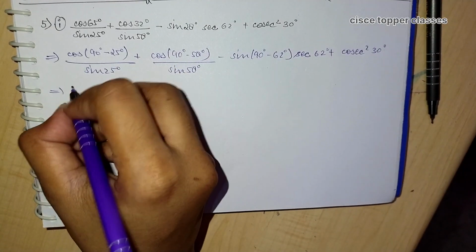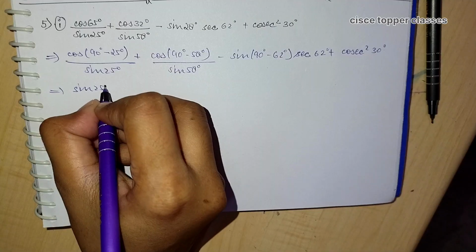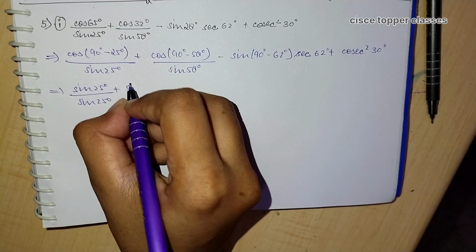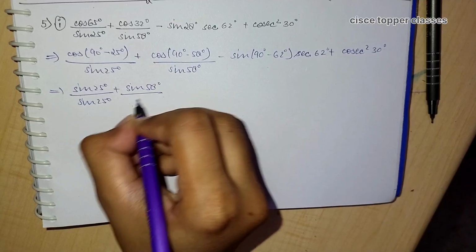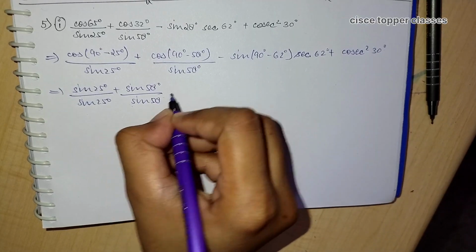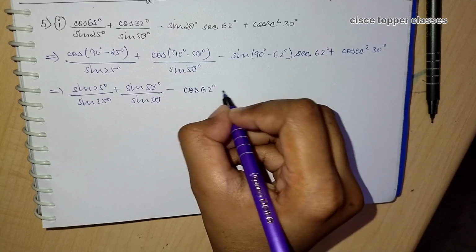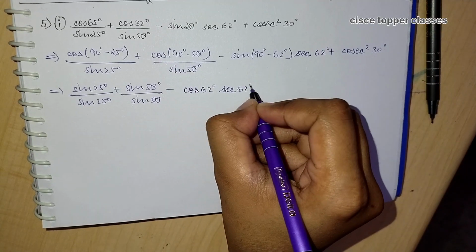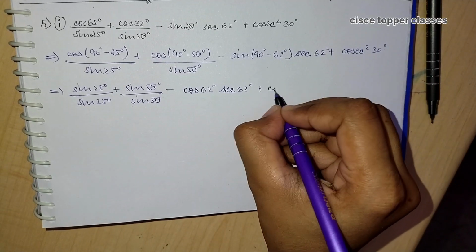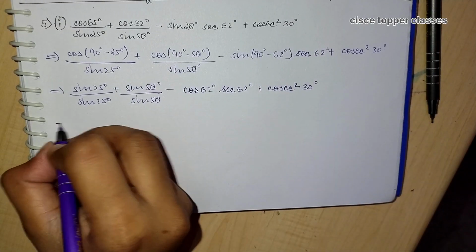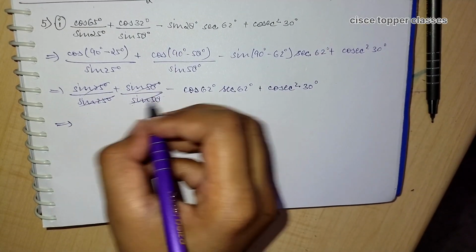So this cos(90 minus theta) is sine theta: sine 25 degree divided by sine 25 degree plus sine 58 degree divided by sine 58 degree minus sine(90 minus theta), we can write cos theta as 64 degree, and here sec 62 degree plus cosec square 30. This cosec 30 we know, so we can write the value of cosec square 30 here.